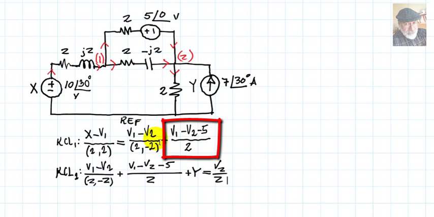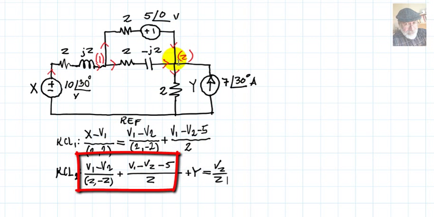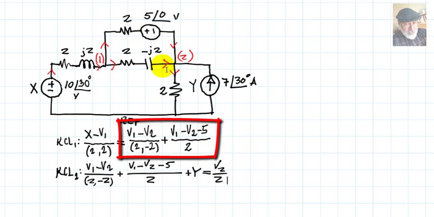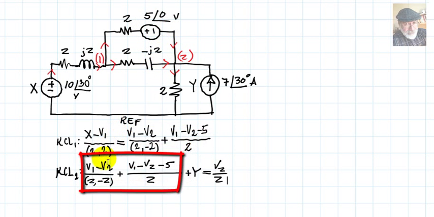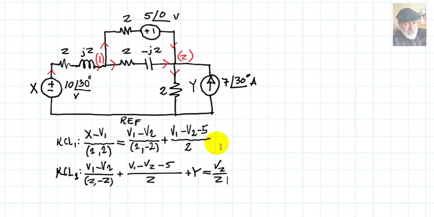By the way, for the second equation, KCL2, those same two currents will be arriving in node 2 there on the left-hand side. So I just will copy these from the first equation and paste them here in KCL2, plus Y equals the current here, which is V2 over 2. Those are the two equations we solve for V1, and that is the value we need to report. And you're saying, well, sure, show us how you're going to find that.